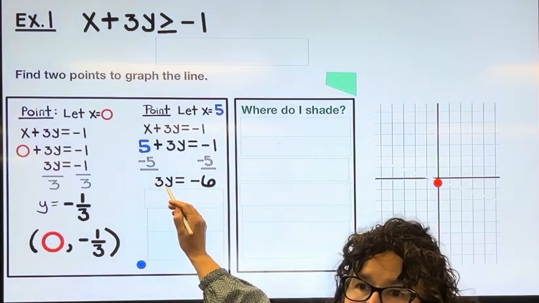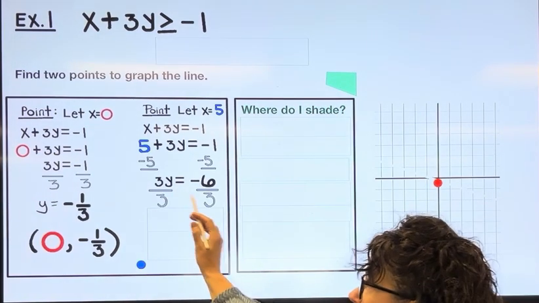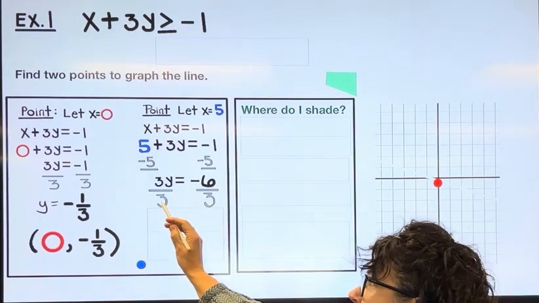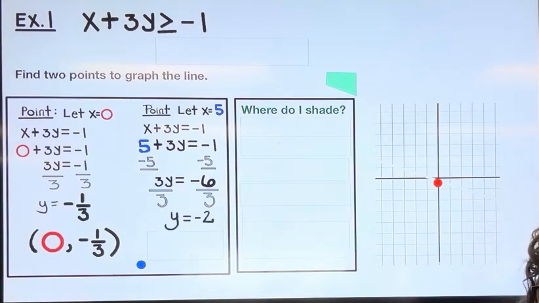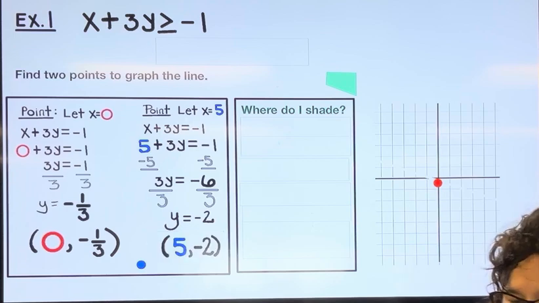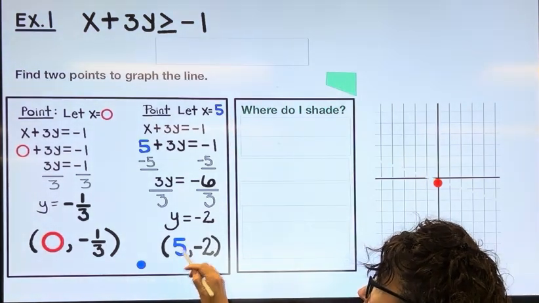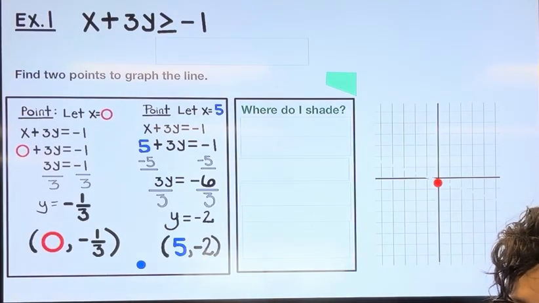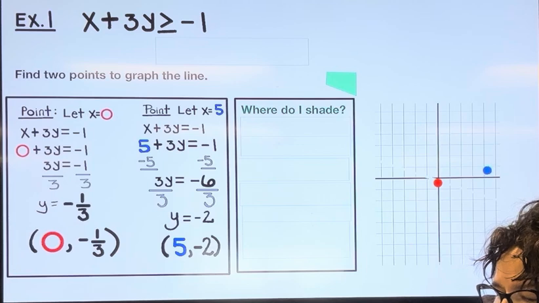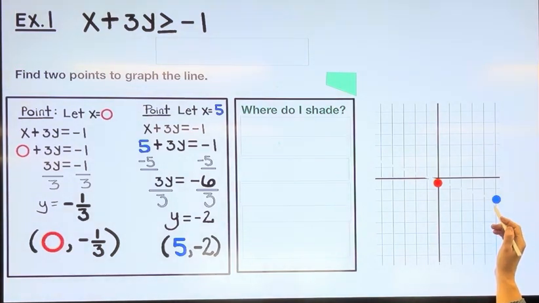To finish getting y by itself, I'll divide by 3. What I do to one side, I do to the other. Y is by itself, and -6 divided by 3 is -2. So we've just created a point. I selected 5 and I got out -2. So plotting one more point, right 5, 1, 2, 3, 4, 5, down 2 is right about there.